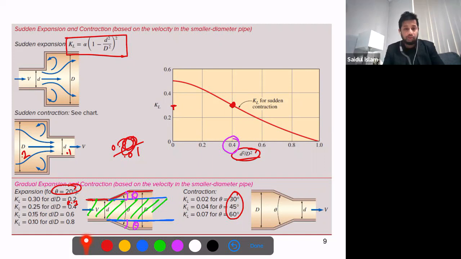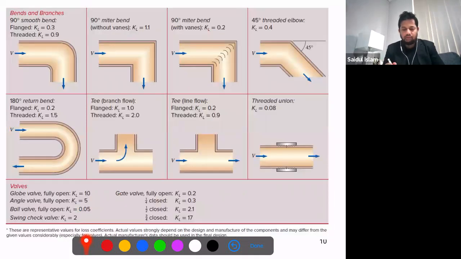Okay, so I'm moving to the next slide. Here, you have some more arrangements, because so far what we said was the inlet, outlet, and the expansion and the contraction. So now, if we have the bends, the bend could be sometimes smooth, sometimes kind of 90 degree. I'm not going to discuss a lot. This slide basically has all the information given. You see different arrangements here, like this is 45 degree. This is for different systems and for different valves. So we have all the information here.